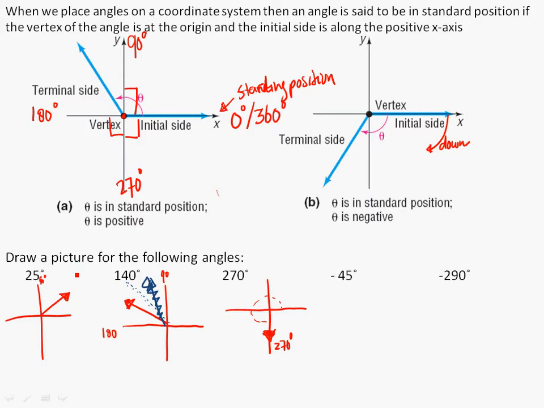Oh yeah, and I generally, especially in the beginning, think it will help if you label these with the measurement that it's supposed to have.